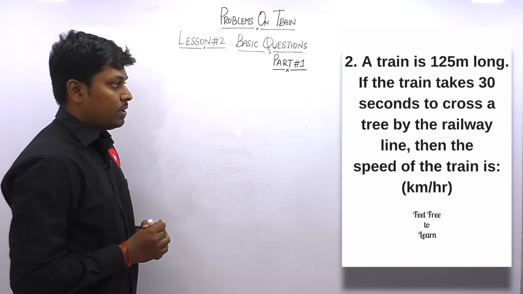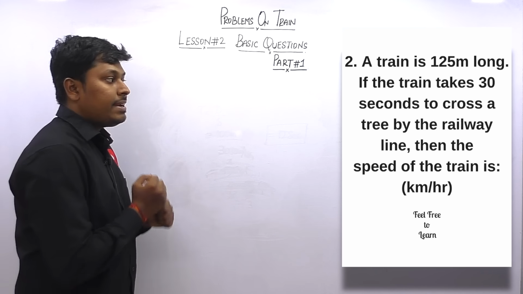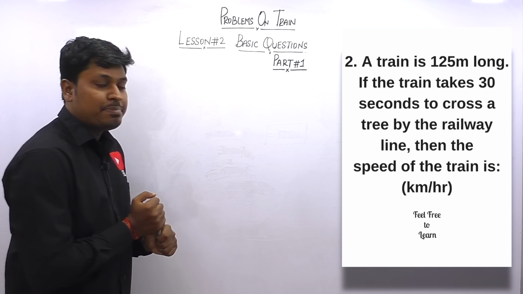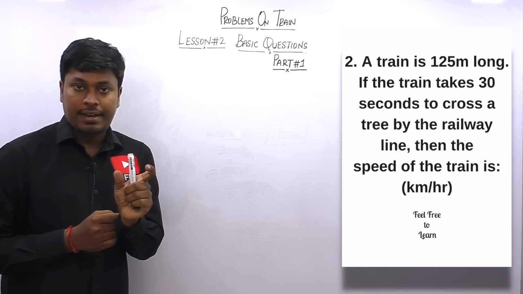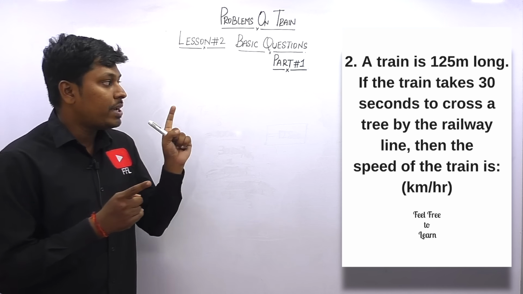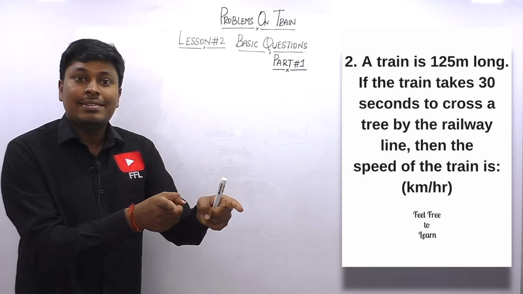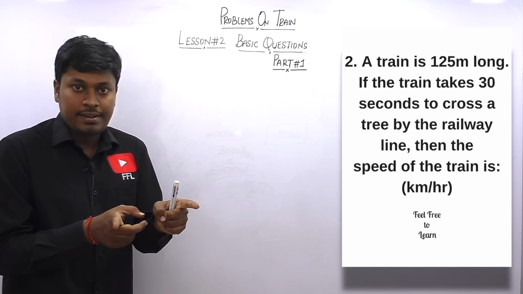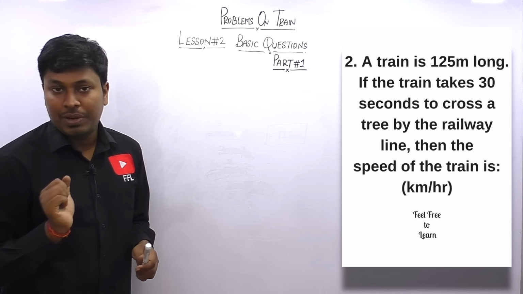Question number 2. A train is 125 meter long. If the train takes 30 seconds to cross a tree by the railway line, then the speed of the train is. So our target is to find the speed of the train, and the length of the train is given as 125 meter, and the 125 meter long train crosses a tree in 30 seconds. What is the meaning of it? If a train crosses a tree, then the distance traveled by the train is equal to the length of the train.